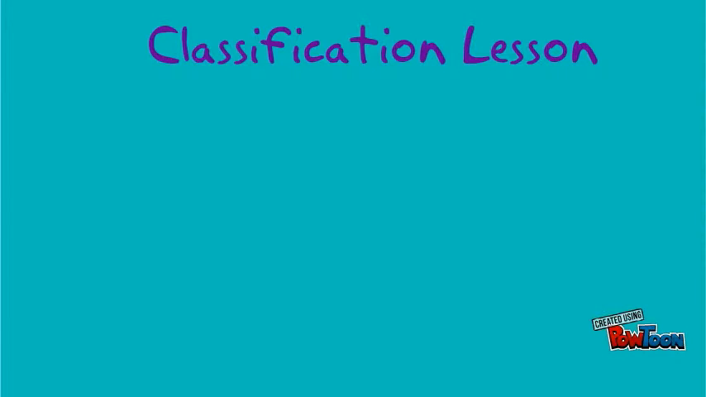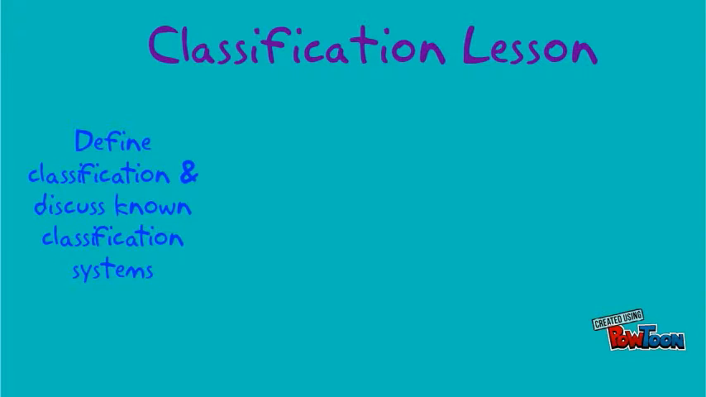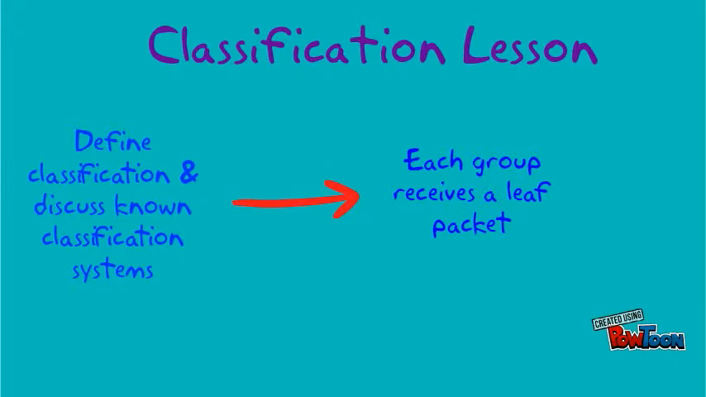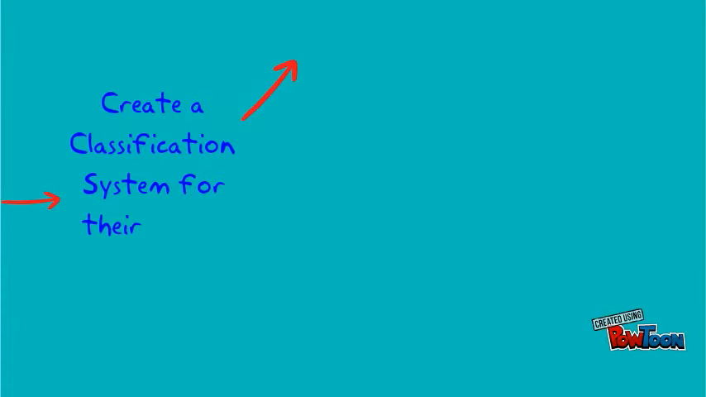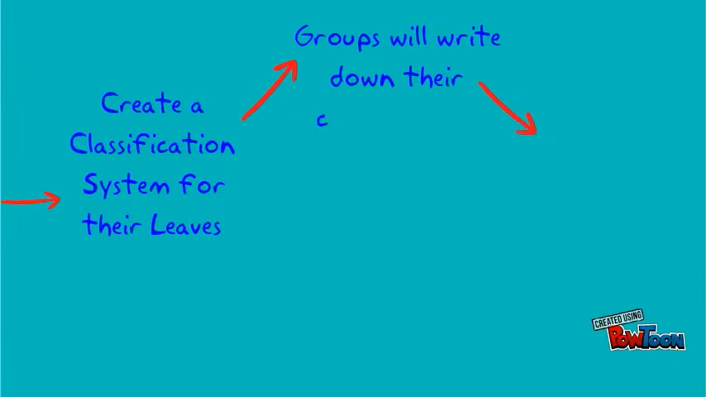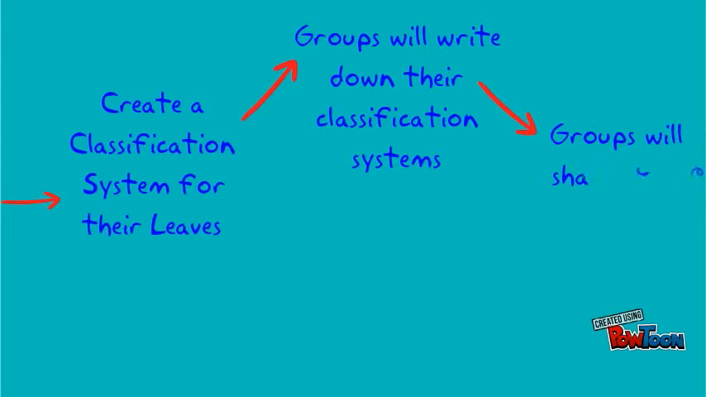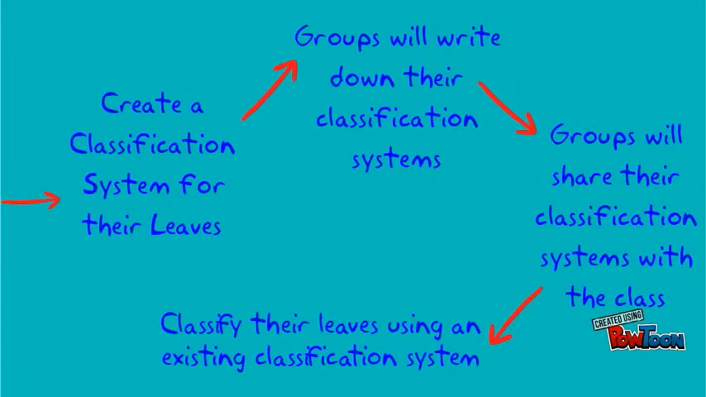To begin the lesson, the class will define classification and discuss ways of classification that is used in their everyday lives. As a class, they would make a list on the board of examples that students think of. Next, each group will receive a packet of pre-named leaves. The students in their groups will then create a classification system for the leaves they have in their packet and write it down. Some groups will share their classification systems with the class. Finally, the students will classify the leaves they have with an actual existing classification system. Now, how do we differentiate this lesson for our students?